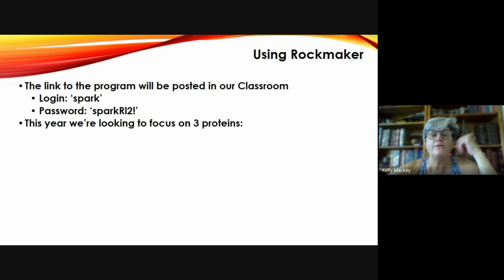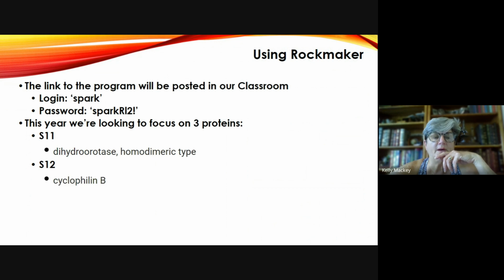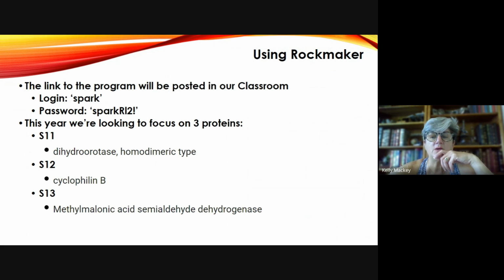And so this year we are focusing on 3 proteins: S11, S12, and S13. I did not know how deeply we wanted to go into these because each school is going to be focusing on one. Since we haven't divvied them up completely yet, and I haven't had the time to look into them, other than their names, I don't know a whole lot about them.